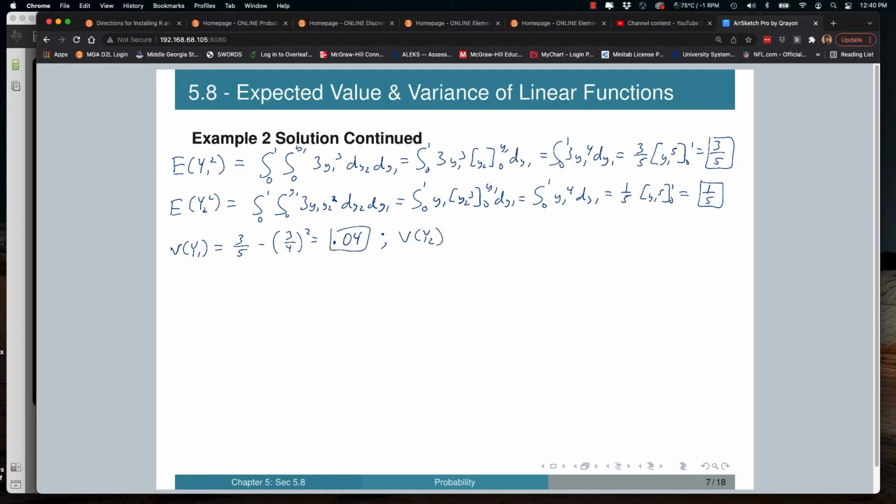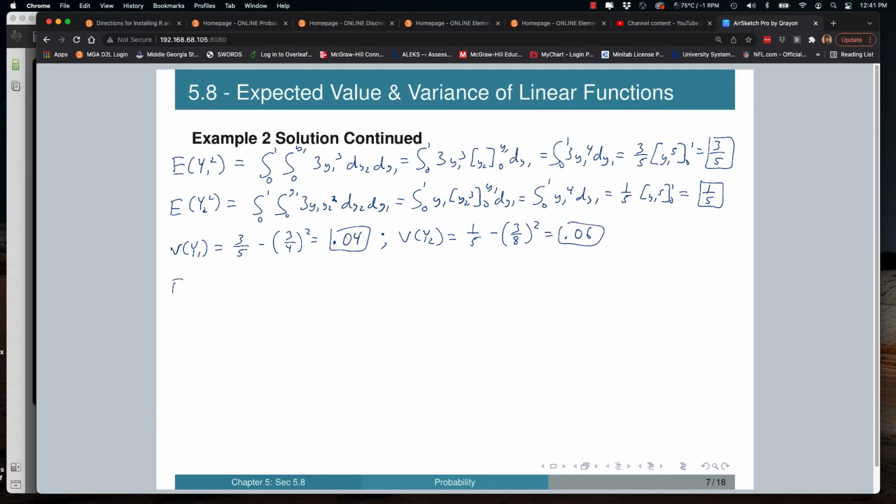And the variance of y sub 2, we're going to need that later. The variance of y sub 2 is 1/5, the expected value of y sub 2 squared, minus the expected value of y sub 2, which was 3 over 8, quantity squared, which equals 0.06. And we'll need that here in a little bit.